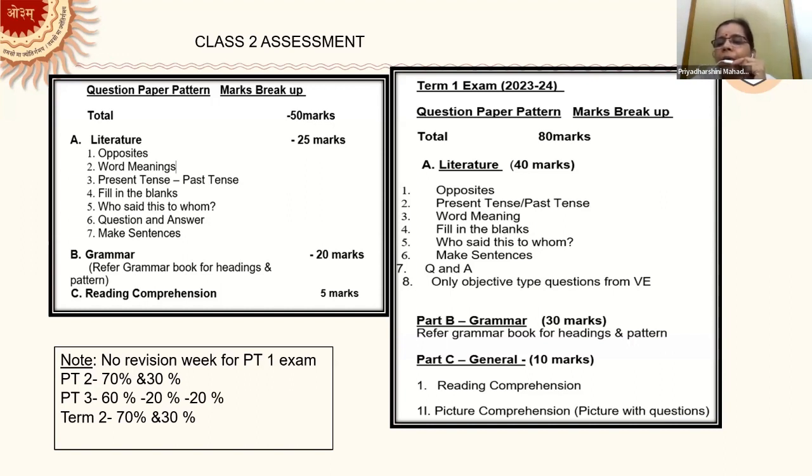And part B grammar will have, it is for 30 marks, and general comprehension will be for 10 marks. Reading comprehension 5, picture comprehension. So picture with questions we have already discussed in the meeting. We will again discuss in the monthly meeting.